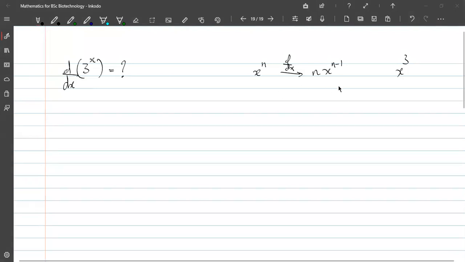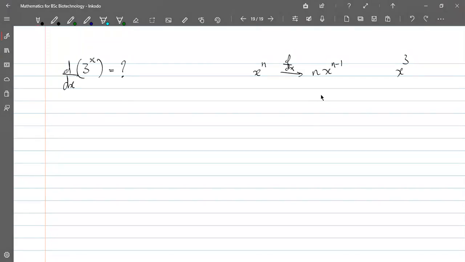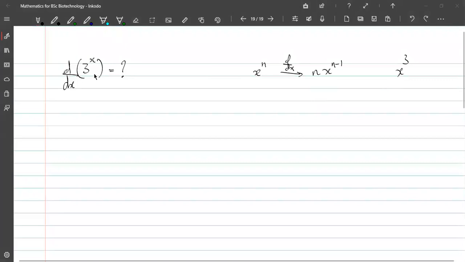Okay, so you wait, what are you asking? 3x to the x minus 1? No, it's not. That's the thing. The answer is not that. So if it was written this way, then you might guess it is x times 3 to the x minus 1, or you might have guessed 3x times x to the x minus 1, maybe because of chain rule. But that's not it, because it is not x to the n, it is 3 to the x.